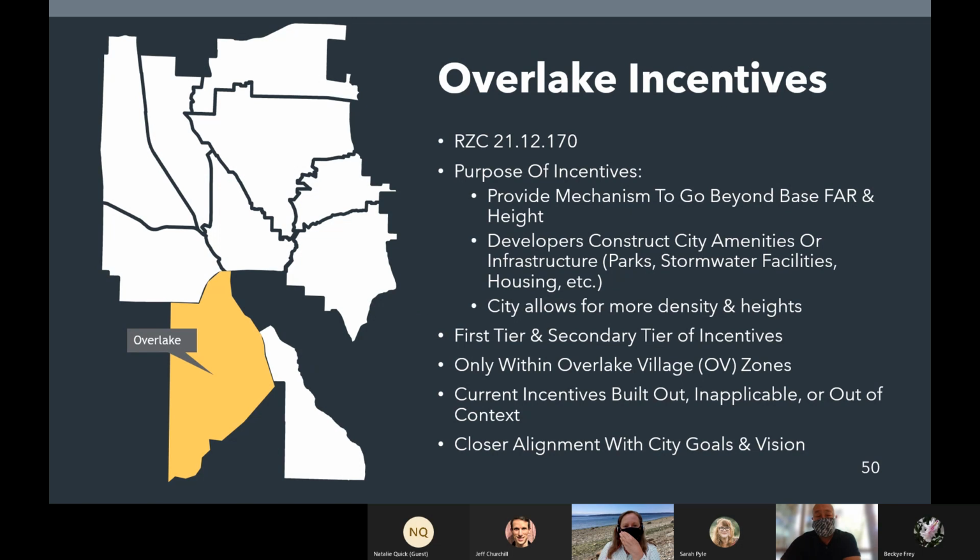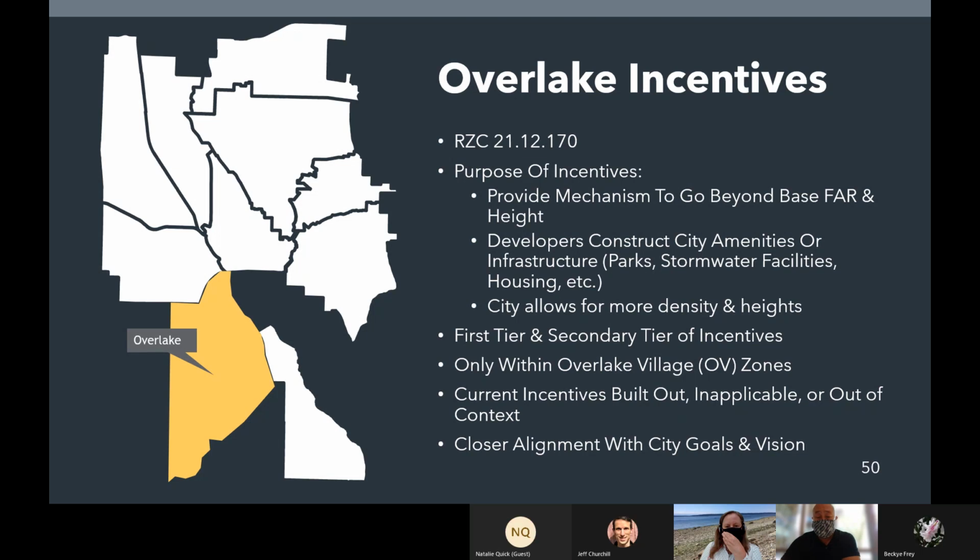The Overlake incentives are proposed to be changed as well as part of this package. These are housed in RZC 21.12.170. The purpose of the incentives is to provide a way for developers to go beyond the base FAR and height. Developers generally construct city amenities or infrastructure such as parks, stormwater facilities, affordable housing, and other types of plaza amenities throughout the OB. In return, the city allows for more density and heights.